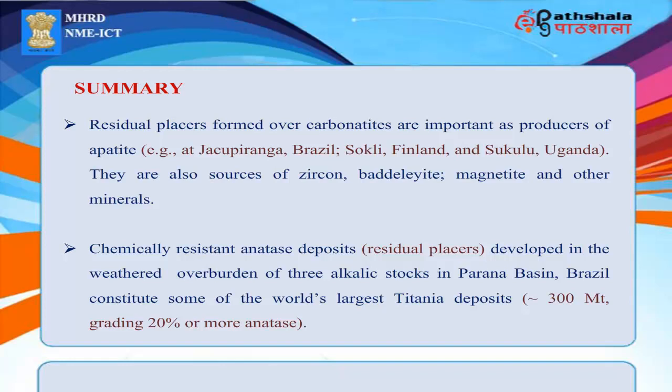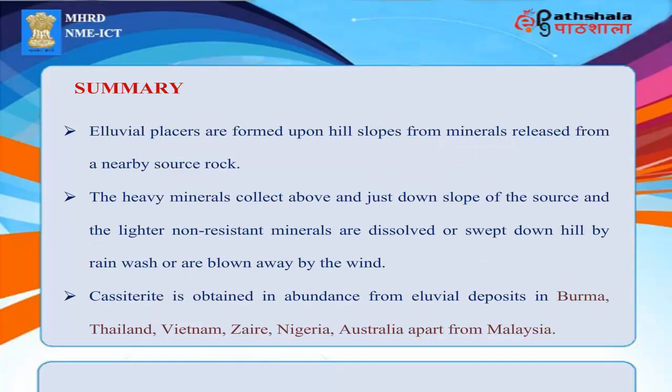Chemically resistant anatase deposits developed in the weathered overburden of 3 alkalic stocks in Parana Basin, Brazil, constitute some of the world's largest titania deposits. Alluvial placers are formed upon hill slopes from minerals released from a nearby source rock. The heavy minerals collect above and just below slope of the source, and the lighter non-resistant minerals are dissolved or swept downhill by rainwash or are blown away by the wind. Cassiterite is obtained in abundance from alluvial deposits in Myanmar, Thailand, Vietnam, Zaire, Nigeria, Australia, apart from Malaysia.